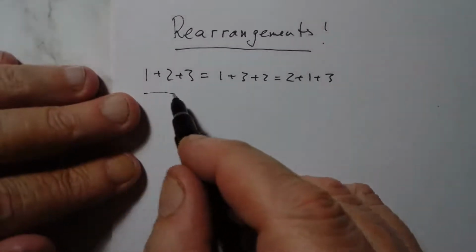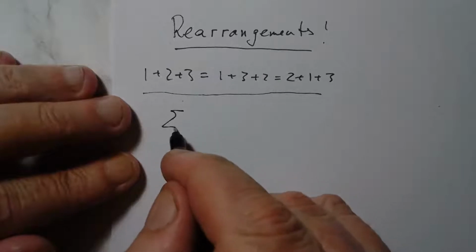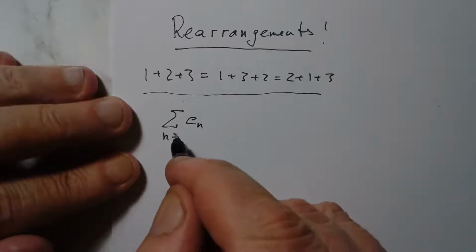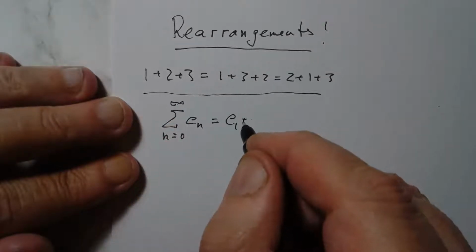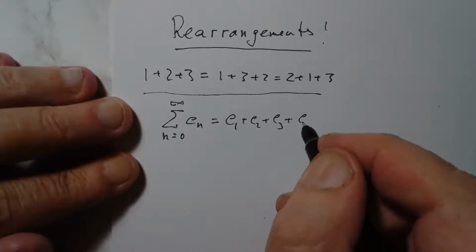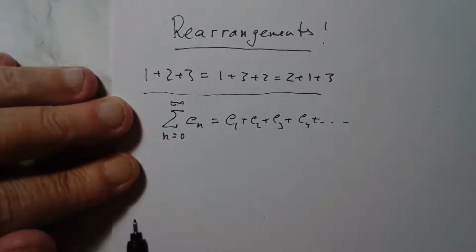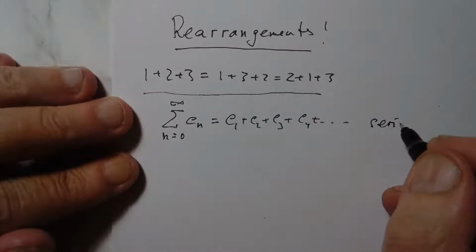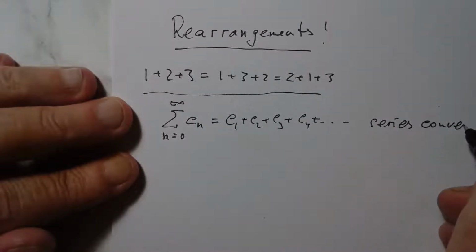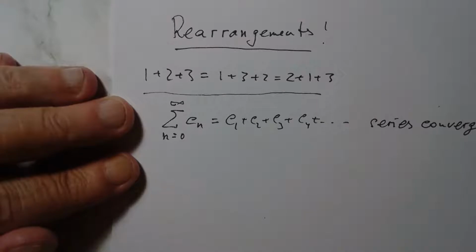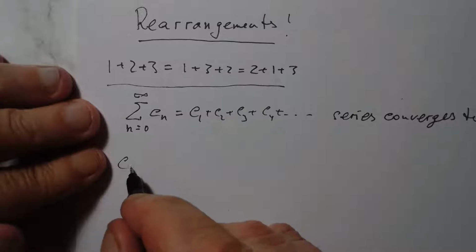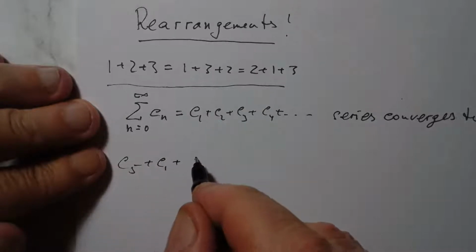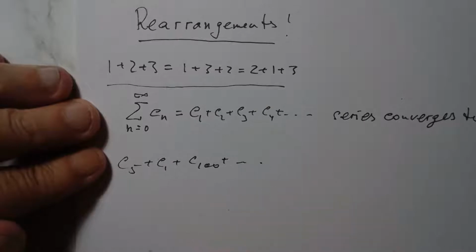So the question becomes, what happens if I have an infinite series, sum of Cn, and say from 0 to infinity? And so this is a series C1 plus C2 plus C3 plus C4 plus etc. And let's suppose that the series converges, and it converges to some number, whatever, alpha. What will happen if I rearrange the series? What will happen if I say C5 plus C1 plus C100 plus etc.?